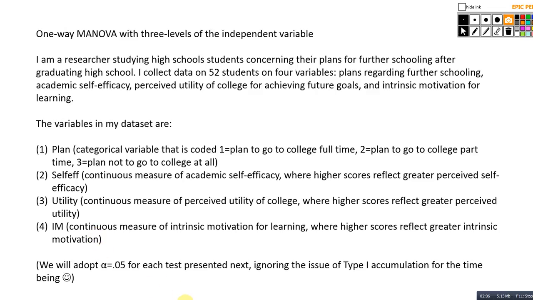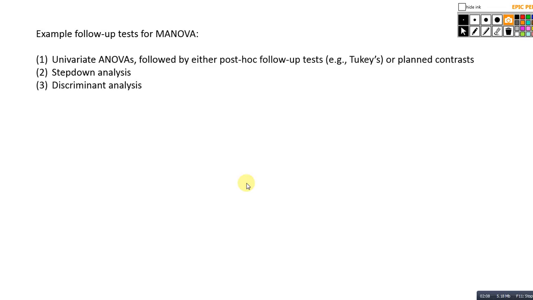And so in the video I'm going to illustrate several possible follow-up tests. One is univariate ANOVAs that might be followed by either post hoc tests to explore possible univariate mean differences or the use of planned contrasts. There's also step-down analysis, which addresses some of the problems associated with the univariate ANOVA strategy, and then also discriminant analysis, which also addresses some of the problems with the univariate ANOVA strategy.